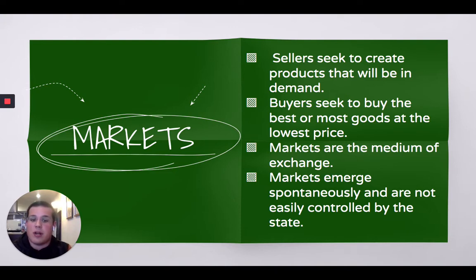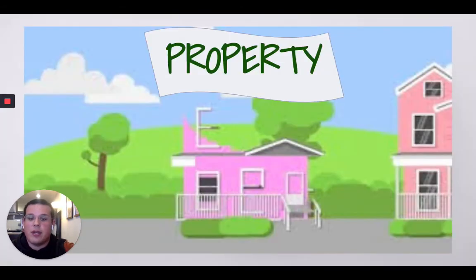Sellers seek to create products that will be in demand, buyers seek to buy the best or most goods at the lowest price, and markets are the medium through which buyers and sellers exchange these goods. Again, these markets emerge spontaneously and are not easily controlled by the state.